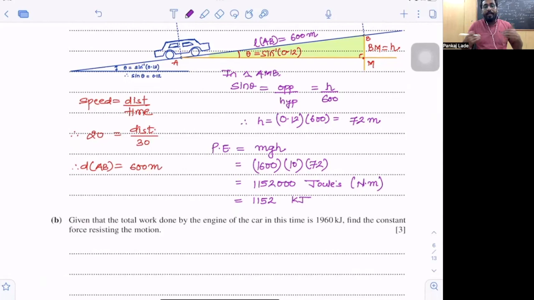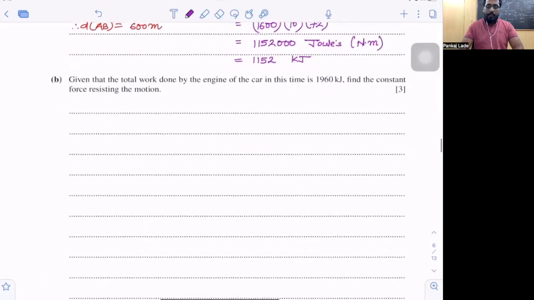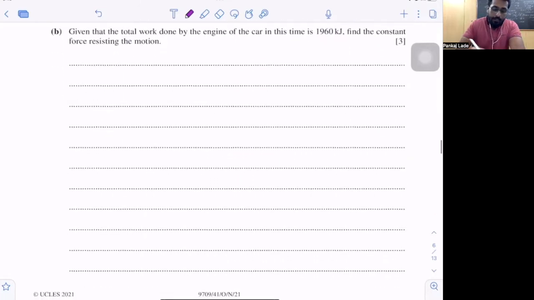So the car should be able to pull the entire weight. So the weight of the car, the people sitting in the car, the entire weight of the car needs to be pulled by the engine, isn't it? And it has to also overcome the friction that is happening between the tires and the road. So to overcome all these things, the engine has to work, isn't it? It has to generate power. So what is the work done given to us? It is 1960 kilojoules.